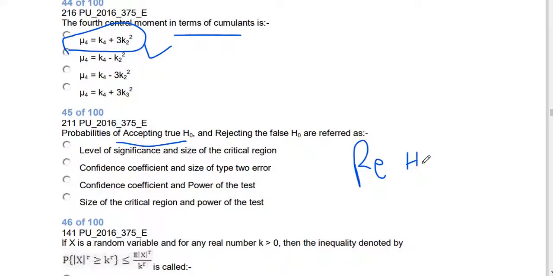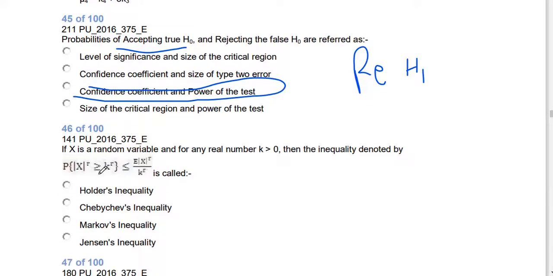Accepting h0 when rejecting h1, this comes under the power of the test. Options: confidence coefficient, power of the test, size of the critical region.